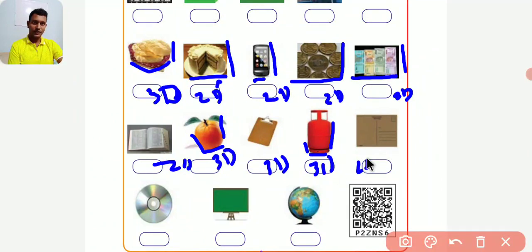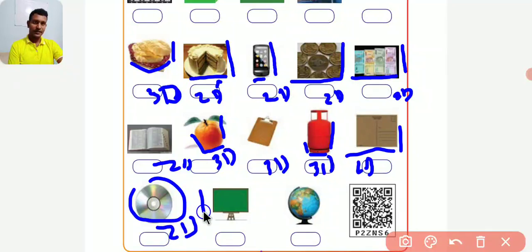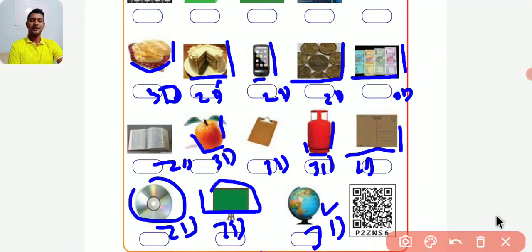This is 2D, length and breadth. This CD is in circle shape, therefore it is 2D. This is in rectangle shape, rectangle is 2D. This is in what? Not cylinder, sphere shape, therefore it is 3D. That's all, students.